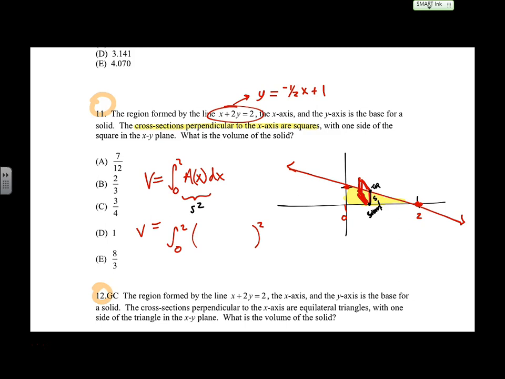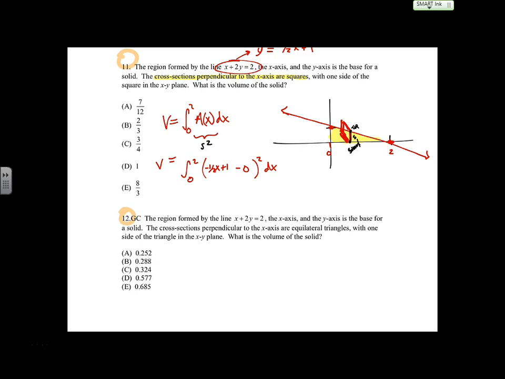Top minus bottom, we end up with negative 1/2 x plus 1 minus 0, dx. The name of the game is just solve. Some of you get a little bit stuck in the solving. My advice is FOIL. I'm not really sure what else you could do. I guess you could use u-sub, but I'm not sure if that would really be easier.